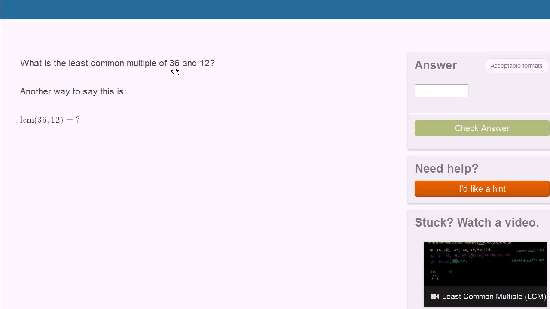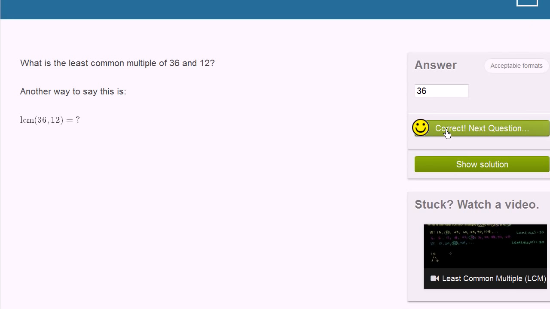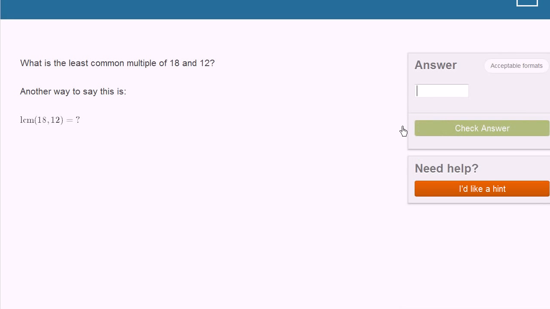And 36 is also a multiple of 36. It's 1 times 36. So the smallest number that is both a multiple of 36 and 12, because 36 is a multiple of 12, is actually 36. There we go. Let's do a couple more of these. That one was too easy.